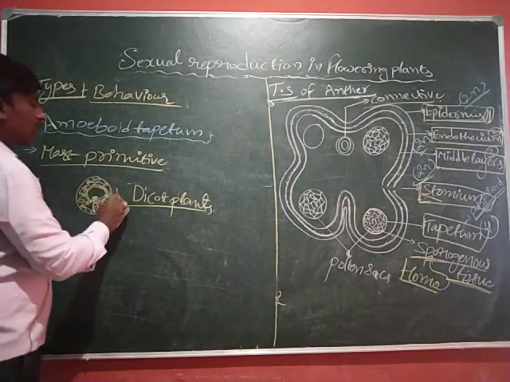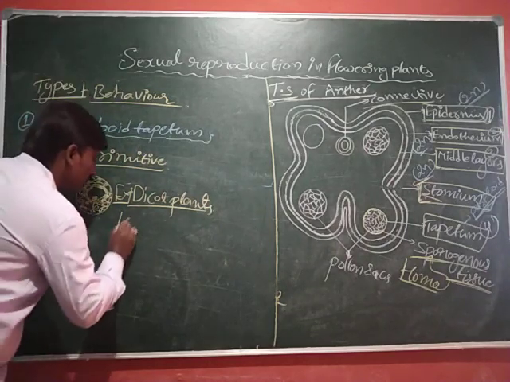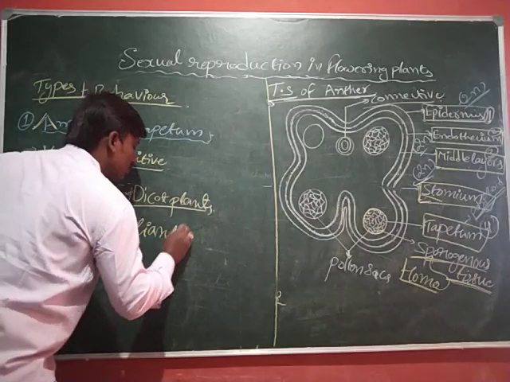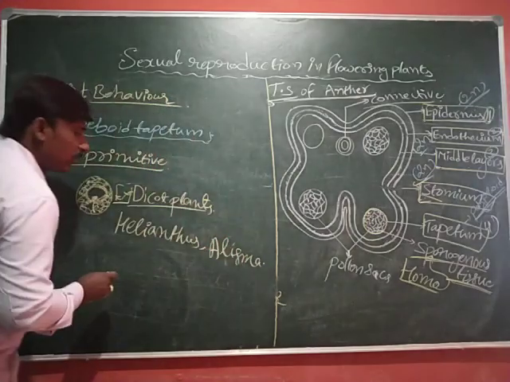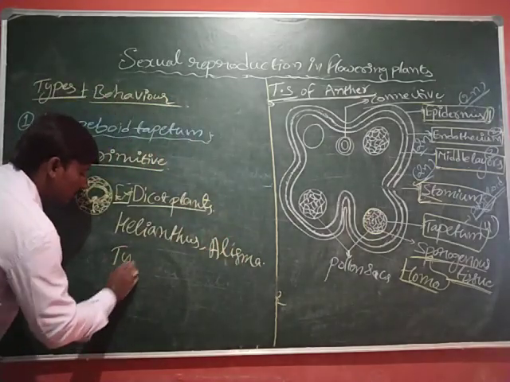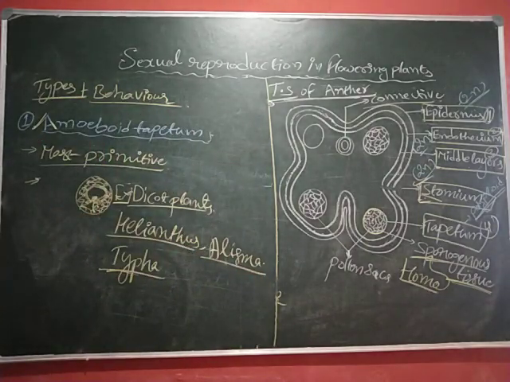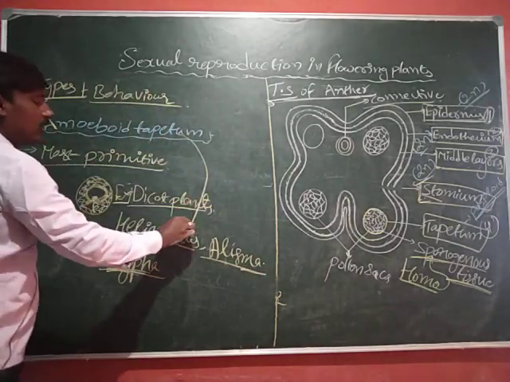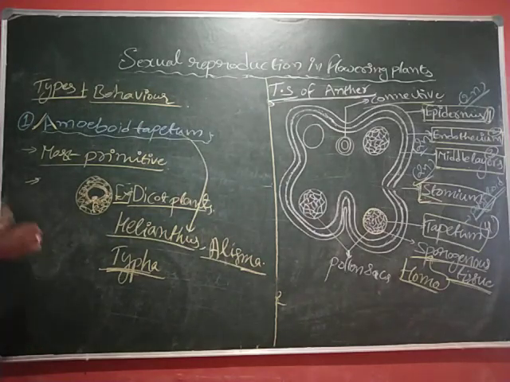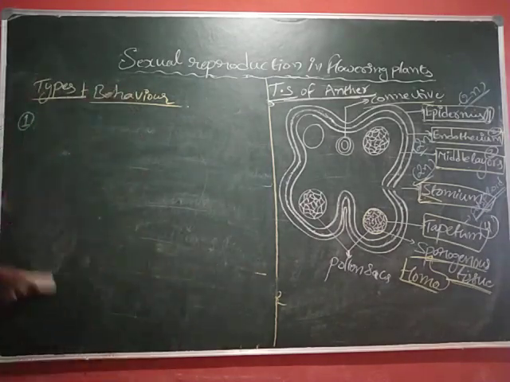Examples of plants which consist of amoeboid tapetum are Helianthus, Alisma, and Typha. These are very important examples for competitive examinations. So Helianthus, Alisma and Typha consist of amoeboid tapetum. This is a brief account of amoeboid tapetum. Now let us see the second one, glandular or secretory tapetum.